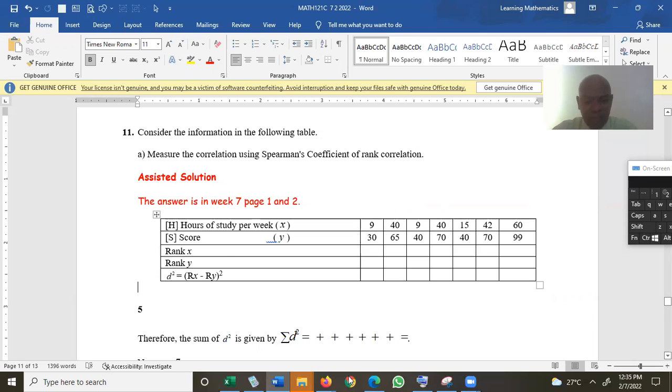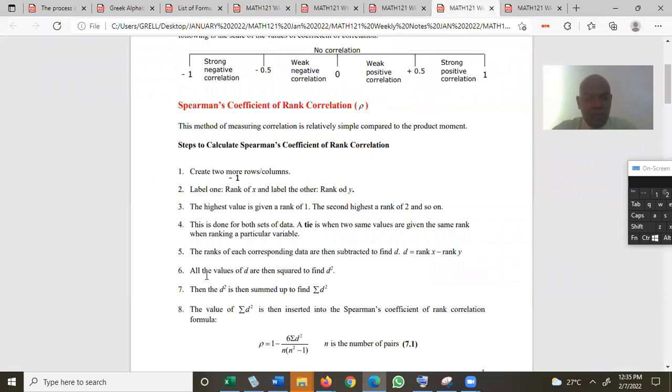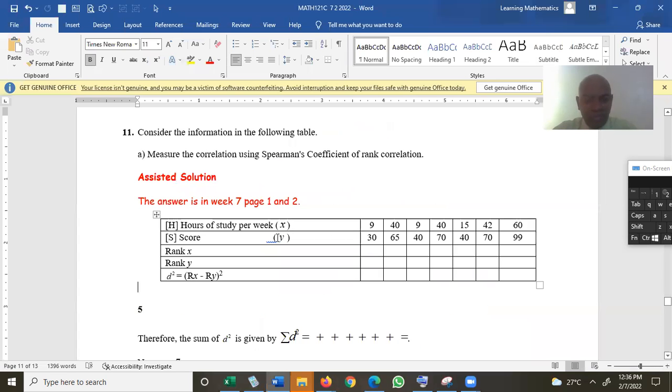Now let's move on. We need to rank. Back to week 7, it says the highest value gets a rank of 1, the second highest a rank of 2, and so on. We need to rank the X and we need to rank the Y. We need to rank the hours and we need to rank the score. Let's start with the hours.